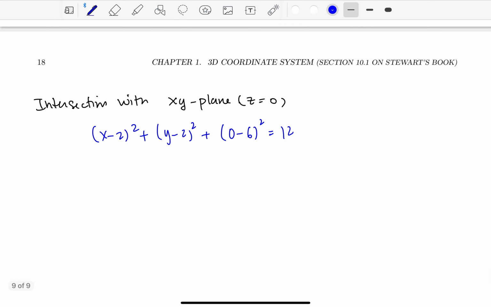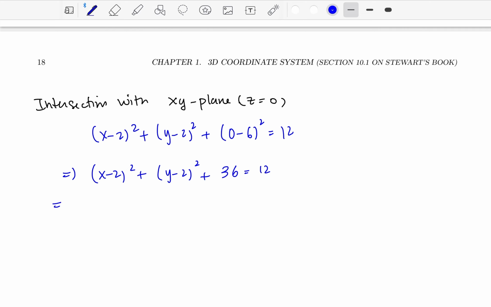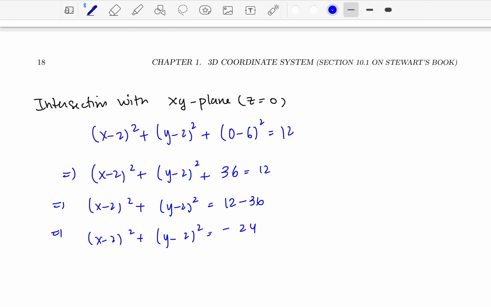Let's see if that gives me something that makes sense. So this gives me (x minus 2) squared plus (y minus 6) squared plus 36 is equal to 12. So (x minus 2) squared plus (y minus 6) squared is equal to 12 minus 36. (x minus 2) squared plus (y minus 6) squared is equal to negative 24. Impossible, right? You cannot have the sum of two squares being equal to a negative number. That means that there's no intersection. This sphere does not intersect the xy plane, okay?